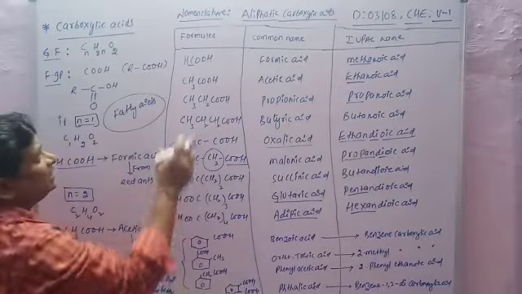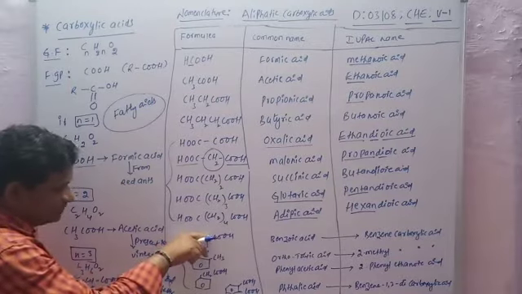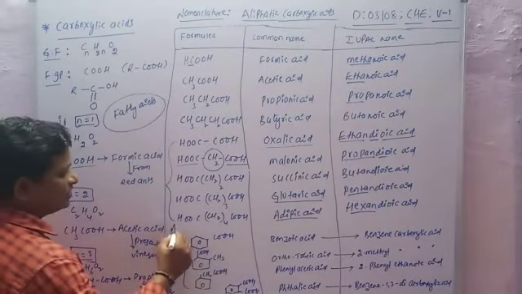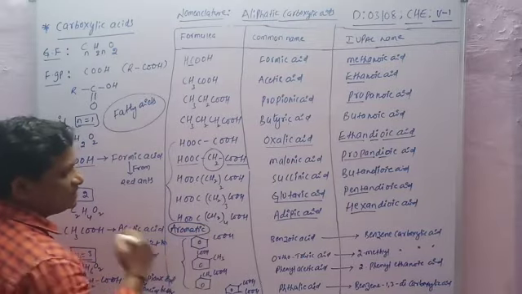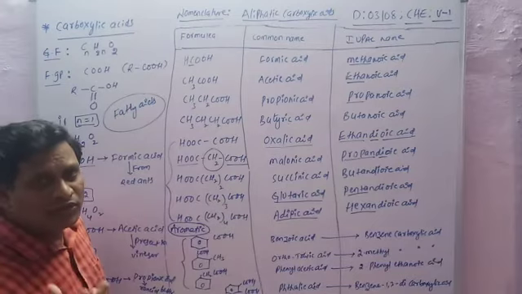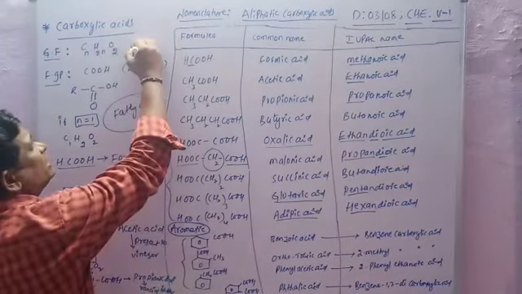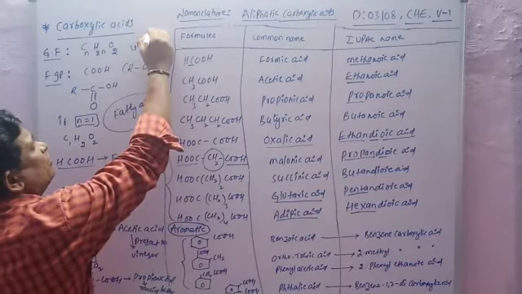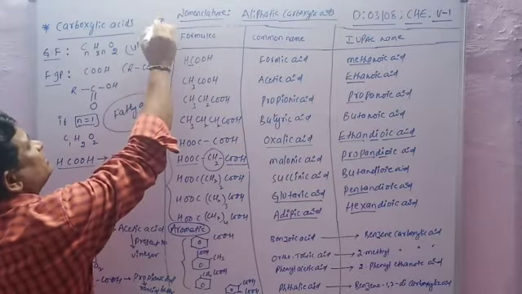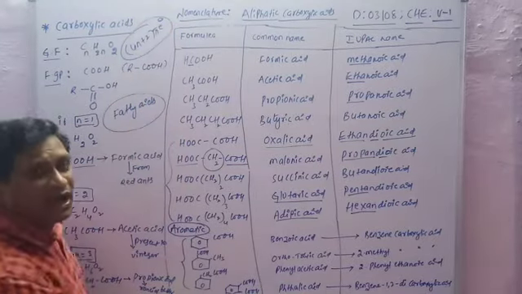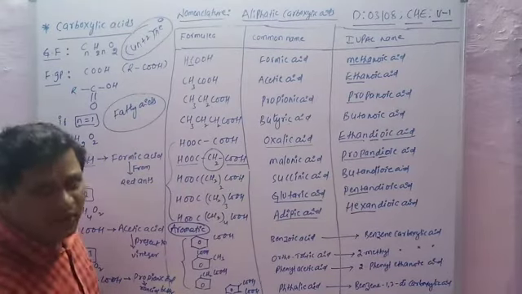So these are all the aliphatic carboxylic acids. From this compound onwards, these belong to aromatic compounds. What are aromatic carboxylic acids? Aromatic means the compounds which obey Huckel's rule. You know Huckel's rule: 4n plus 2 pi electrons. Compounds which obey Huckel's rule are called aromatic compounds.